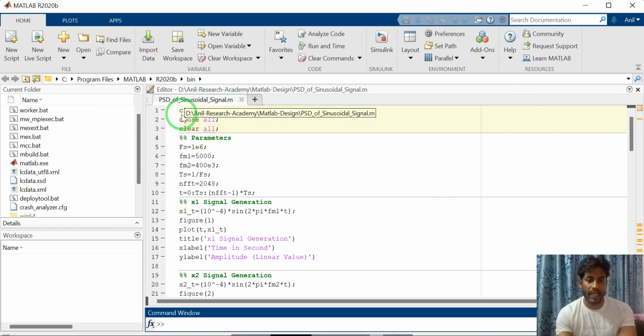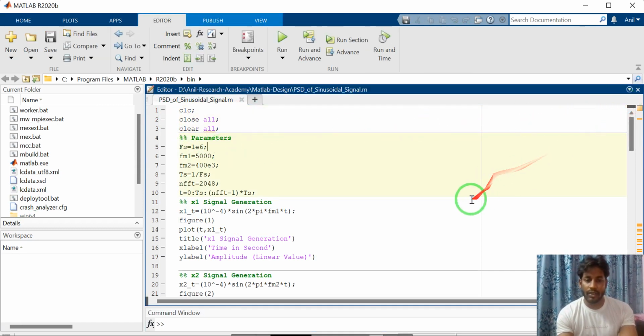Here I have already coded power spectral density of sinusoidal signal. Okay. So I will explain the code line by line so that you can understand easily, and you are able to compute power spectral density of sinusoidal signal. So in first section I have written the command to clear the workspace and command window. And second section I have defined the parameter which is used for signal generation as well as performing the FFT, inverse FFT and power spectral calculation.